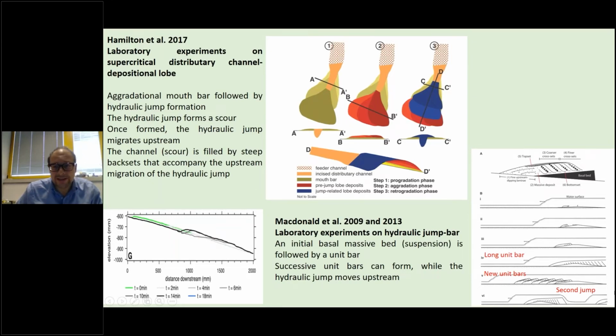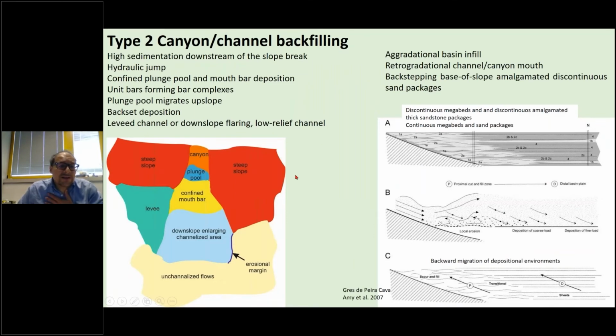This is what they obtained with their flow modeling. And I think that if we look at the data that were obtained by McDonald, these can give us the detail of what this backstepping unit is, and maybe these are unit bars formed by the hydraulic jump, and you see that they can form a long unit bar, or they can form a series of backstepping unit bars, and these can also give rise to a second jump downslope.